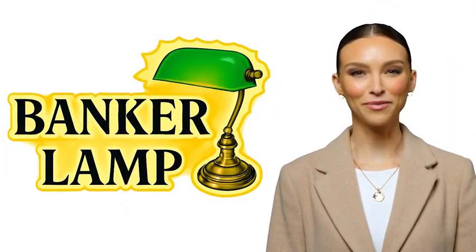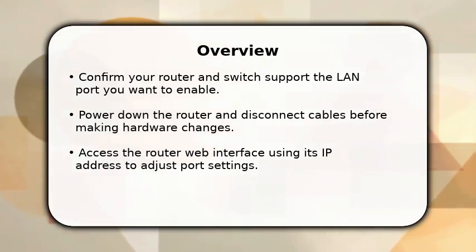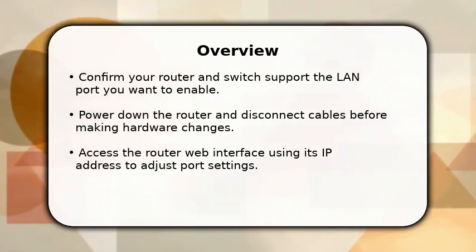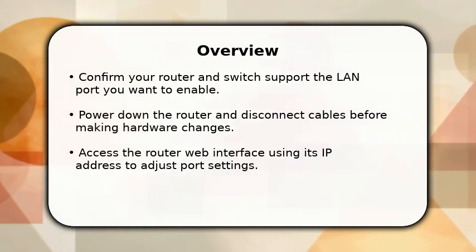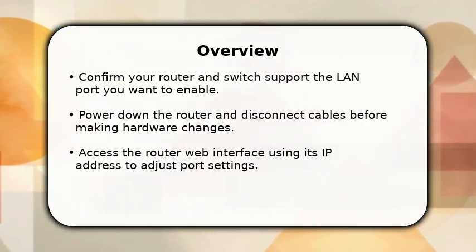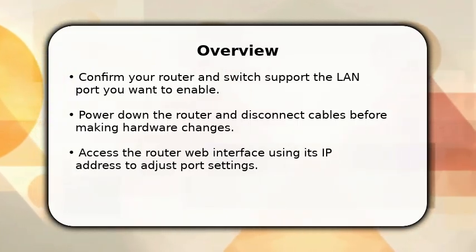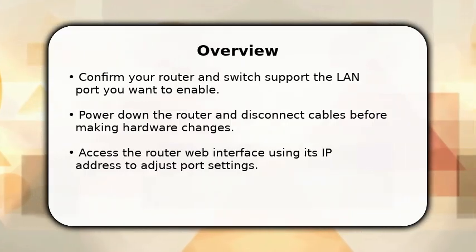In this video, I will show how to enable LAN port updated. Start by powering down your router and unplugging Ethernet cables before you touch anything. Next, log into the router web interface from a connected device and navigate to the LAN or Ethernet settings page. Identify the port you want to enable, then change its status to enabled and save your settings. Reconnect cables and reboot the router to apply changes.